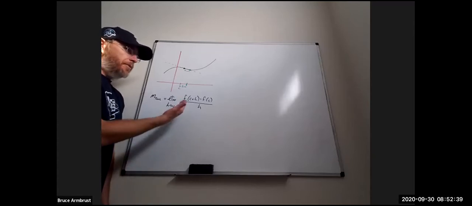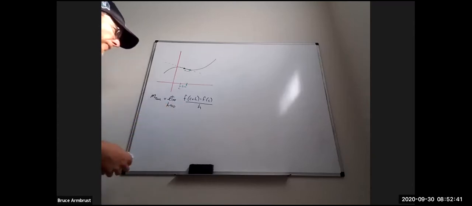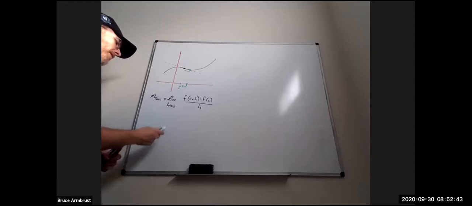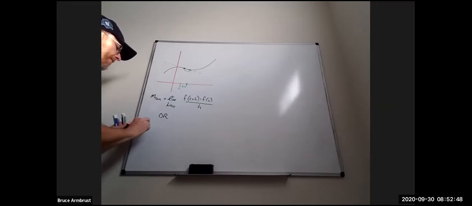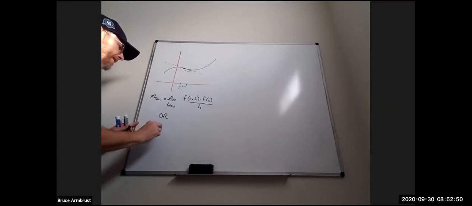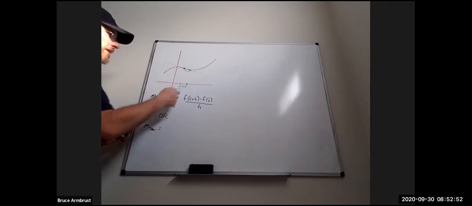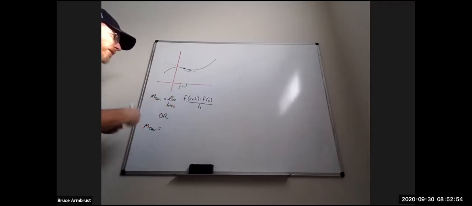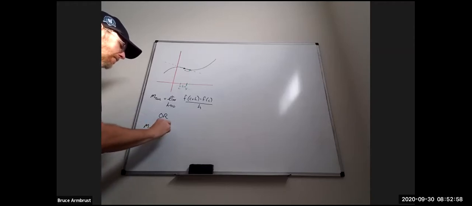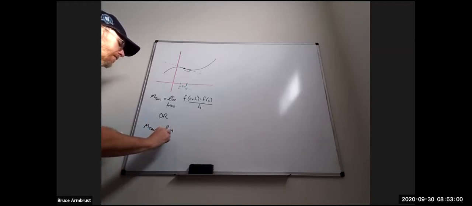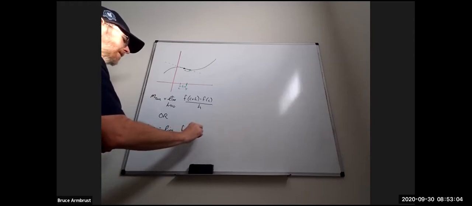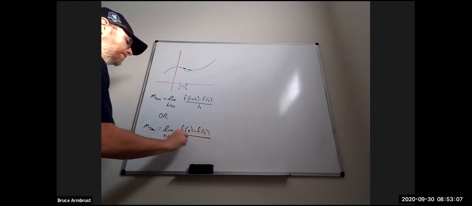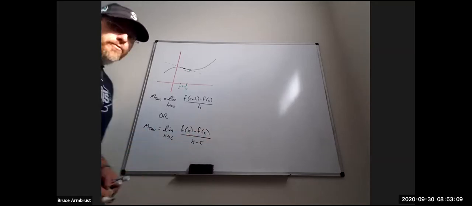All right, so that was one form, but we saw that there was another way of thinking about it. So I'm going to put here, or. The other way of thinking about it was taking a limit, but not thinking about the distance between them, but instead thinking about this second point, which I'll call, say, x. And so this one would be the limit as x goes to c of f of x minus f of c over x minus c.